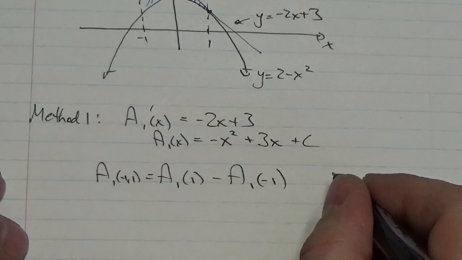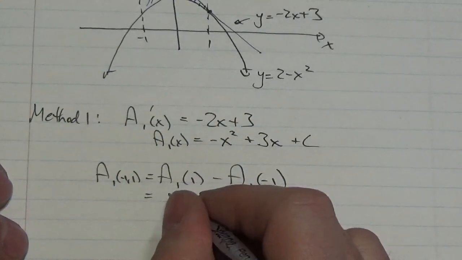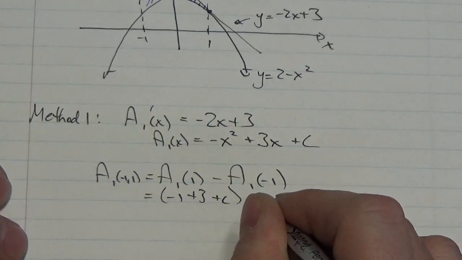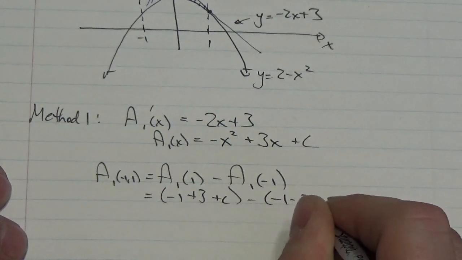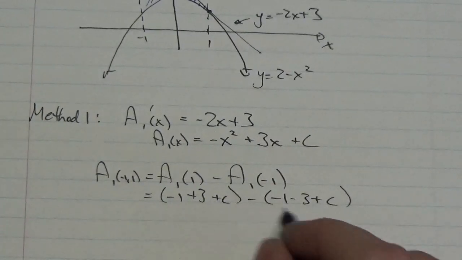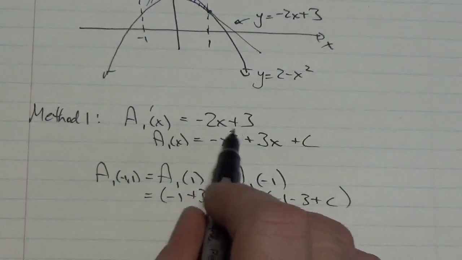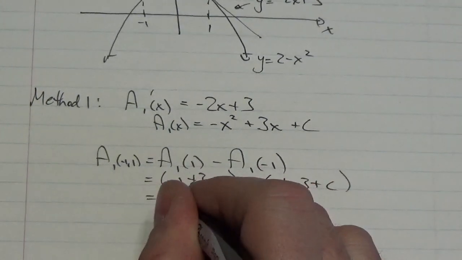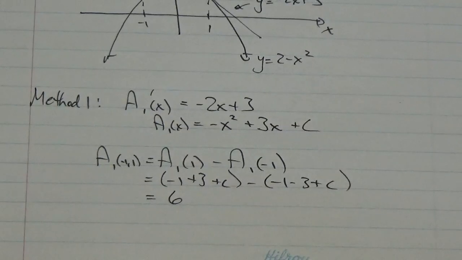Now, when this is all said and done, this is going to end up being -1 plus 3 plus c minus -1 minus 3 plus c. Plugging in the 1, plugging in the -1. Now remember, the -1 over here is going to cancel because of the square, but there's still a negative in front. And when all's said and done, I get 6.